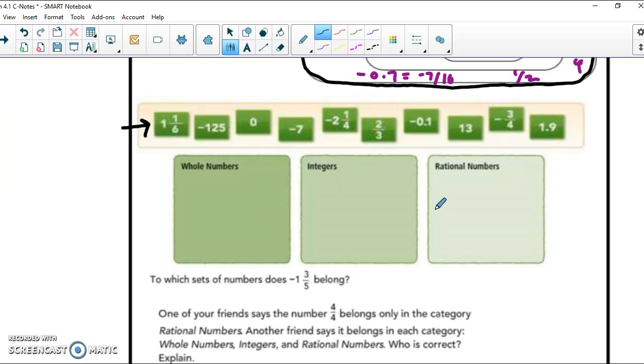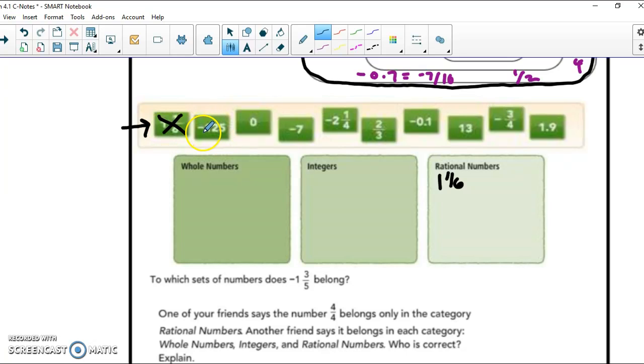First up, we have 1 and 1/6. 1 and 1/6 would not be a whole number. It's not 0, 1, 2, 3, 4, 5, 6. It's not my whole number, which means it's also not an integer because my integers are my whole numbers and their opposites. So this is not an integer, but it definitely would be a rational number because I can write it as a fraction or a ratio.